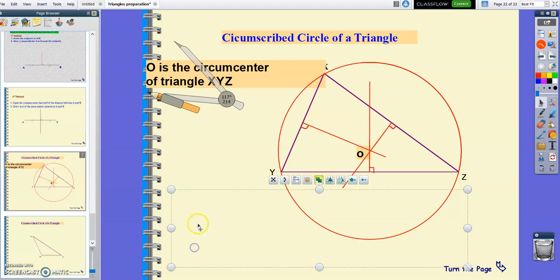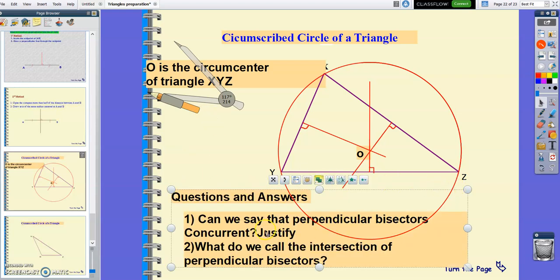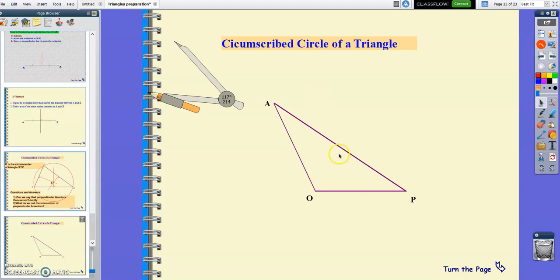Okay, let's answer some questions. Can we say that perpendicular bisectors are concurrent? Justify. Yes, all the perpendicular bisectors are concurrent because they meet in one and only one point. As you notice here, they meet in one point, so they are concurrent. What do we call the intersection of perpendicular bisectors? Circumcenter.